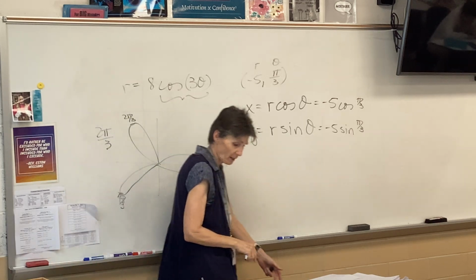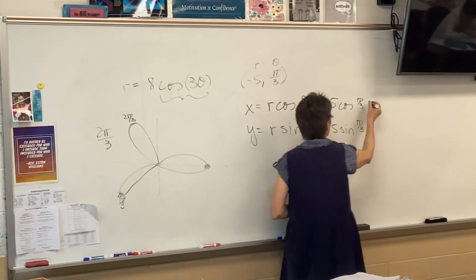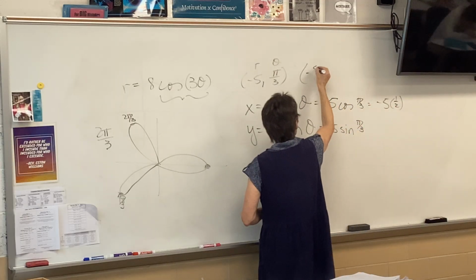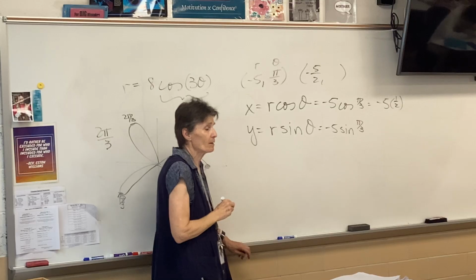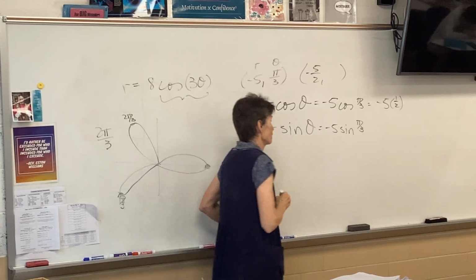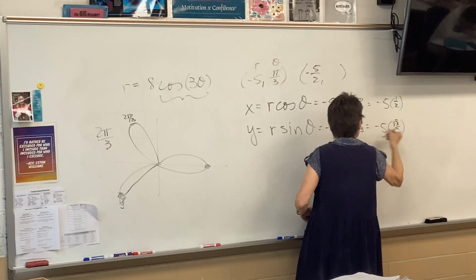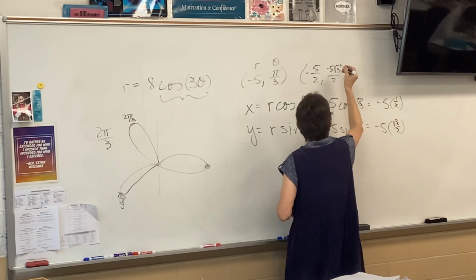What's the cosine of pi over 3? 1/2. So this is negative 5 times a half, so negative 5 halves. What's the sine of pi over 3? Root 3 over 2. So that will be negative 5 root 3 on 2.